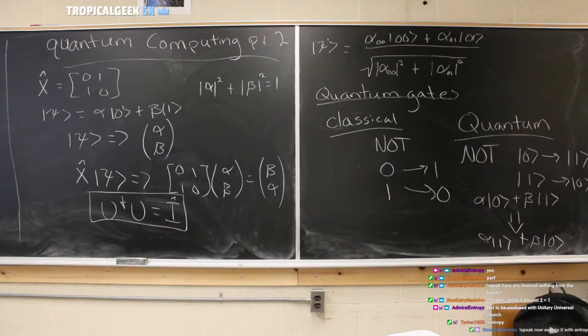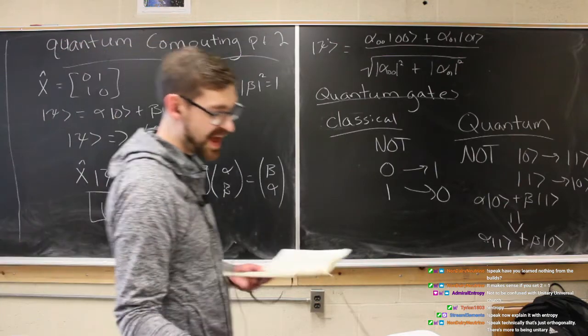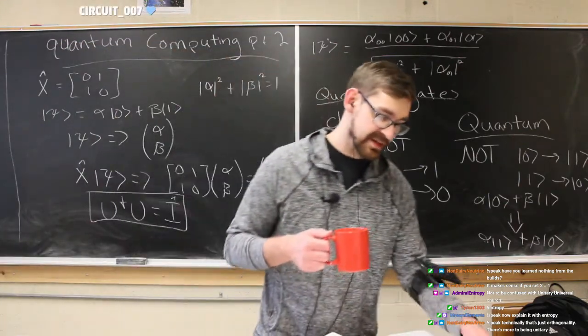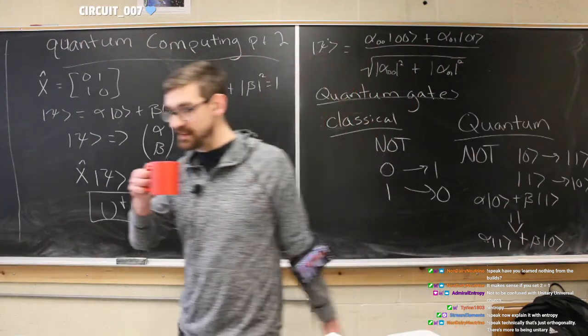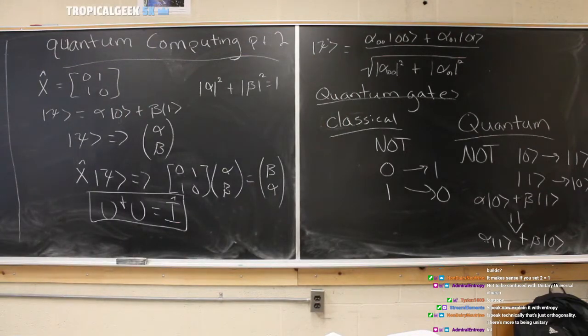The unitary universal church. Explain it with entropy. Yes. Technically, that's just orthogonality. There's more to being unitary. There is? In a mathematical sense or in a physics sense? Is this one of the words that physicists have adapted and crushed? Because so is the adjoint.